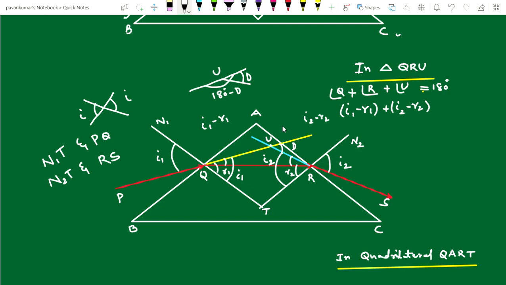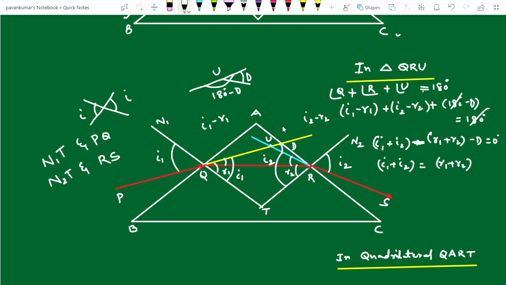By substituting this value and cancelling 180 degrees, we get R1 plus R2 is given by I1 plus I2 minus D. This is expression number 2.